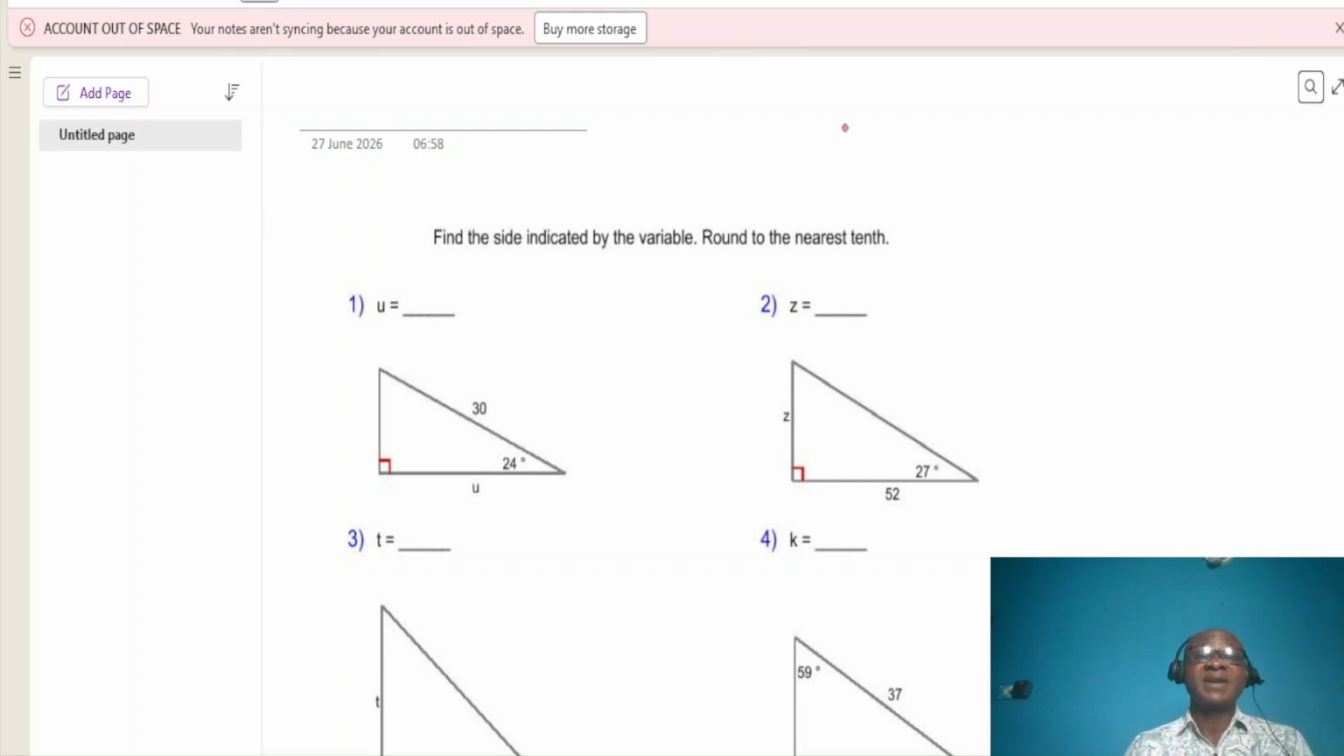Are you there? Are we making use of SOHCAHTOA?